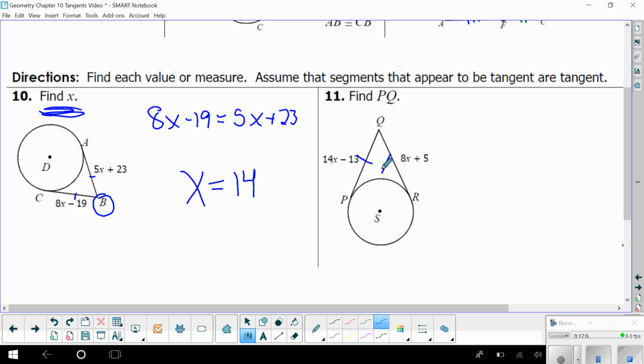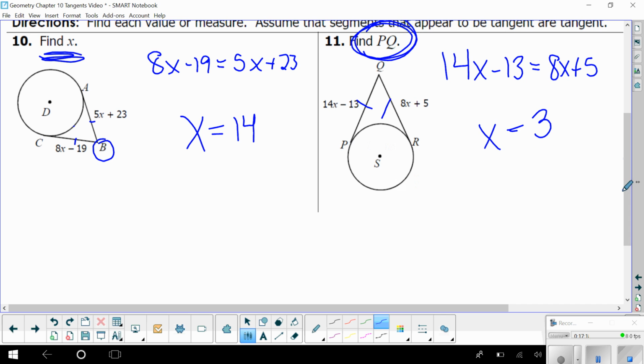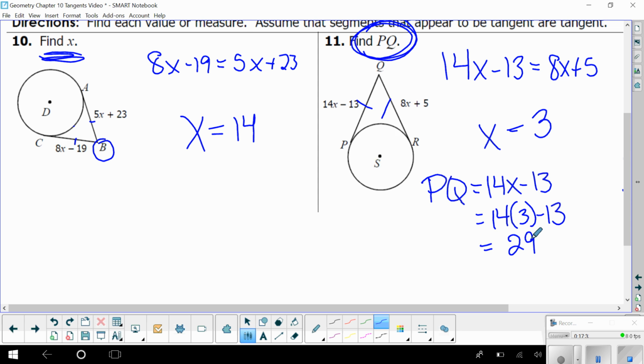These are going to be congruent. 14x minus 13 equals 8x plus 5. Solve it all the way down. X equals 3. But it wants you to solve for PQ. Well, PQ is equal to 14x minus 13. So 14 times the 3 minus the 13, which is equal to 29.